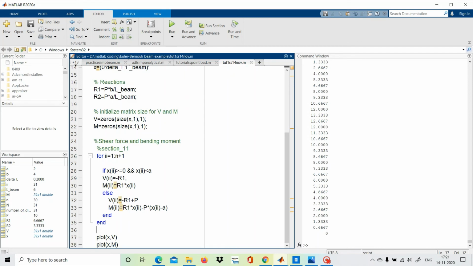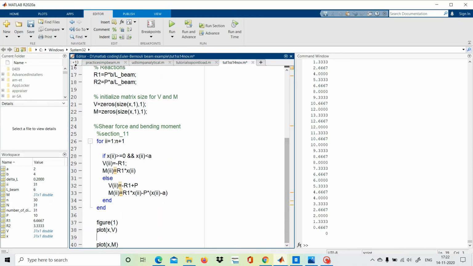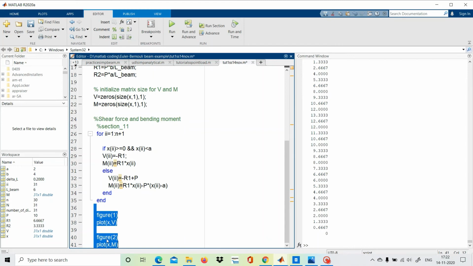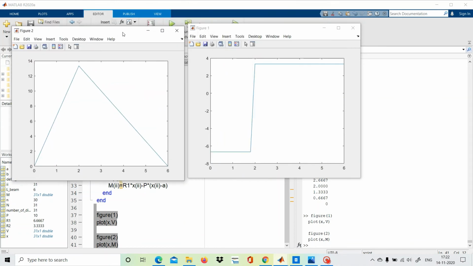We can solve this problem, we will write like this: figure 1. So now enter, and for this figure 2. Now if we just run this, then it will show both the figures. We will see. Yeah, now we can see it is a shear force, it is a bending moment diagram, and it is the shear force diagram.